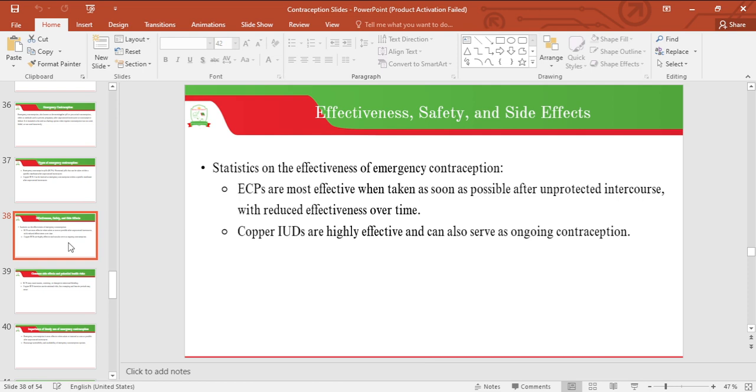Let's look at the effectiveness, safety, and side effects. Statistics on the effectiveness of emergency contraception. Emergency contraception is most effective when taken as soon as possible after unprotected sexual intercourse, with reduced effectiveness over time, meaning that if you take it after some time, the emergency contraceptive pill is not going to work. The copper intrauterine device is highly effective and can also serve as ongoing contraception.